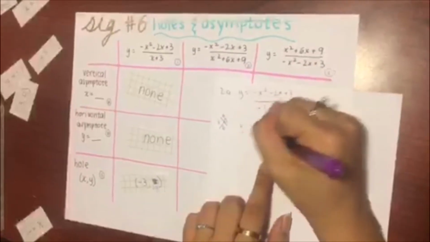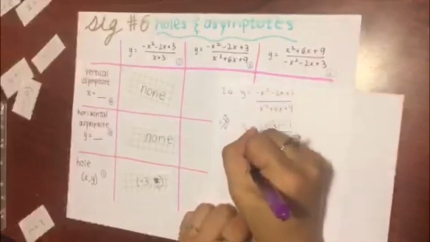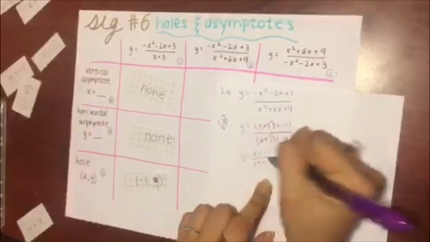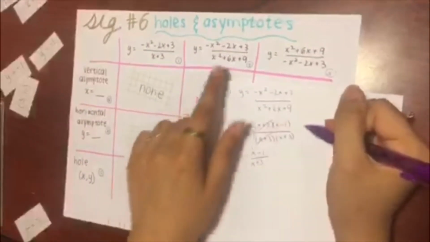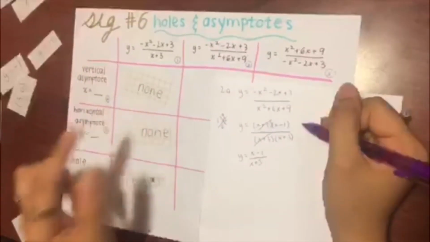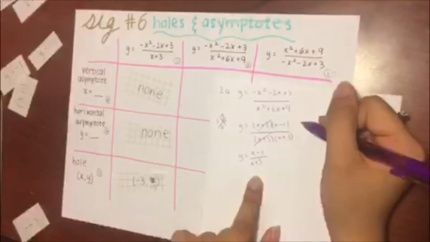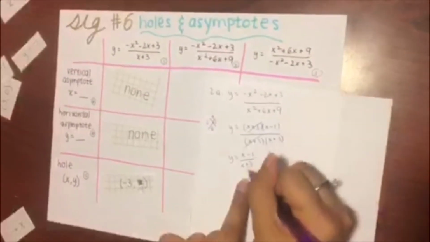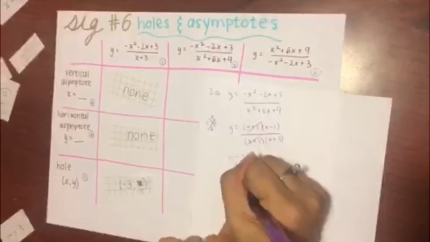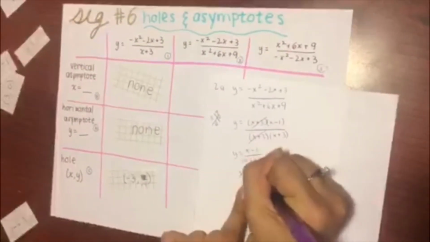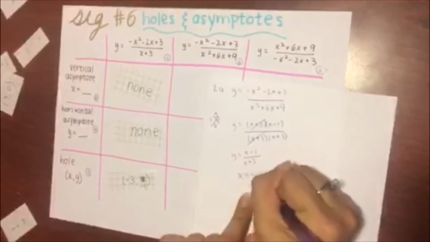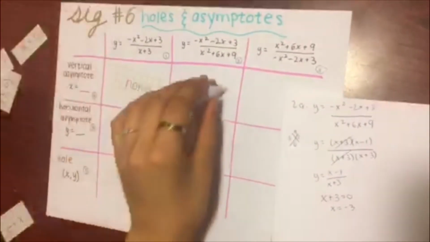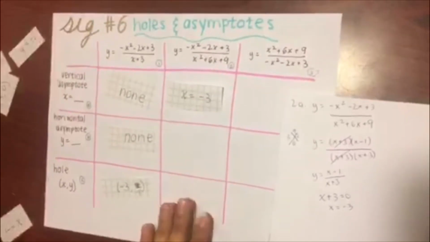So right now we're going to cross these two out and we are left with y equals x minus 1 over x plus 3. So this equation number 2 is a little different from equation number 1 because in this situation we actually do have a vertical asymptote. So what we are looking for is to see if there's a denominator, which there is, so we're going to equal the denominator to 0 and we are left with x equals -3. So over here in this box we are going to write x equals -3.